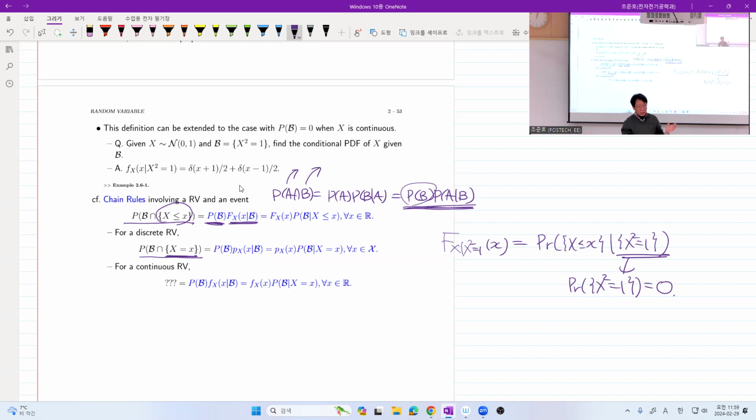So anyway, as engineers or scientists, we mathematically model the real world. We are not mathematicians. So even though, precisely speaking, since this event has 0 probability, we can't handle it, just simply consider this as x squared approximately equal to 1.